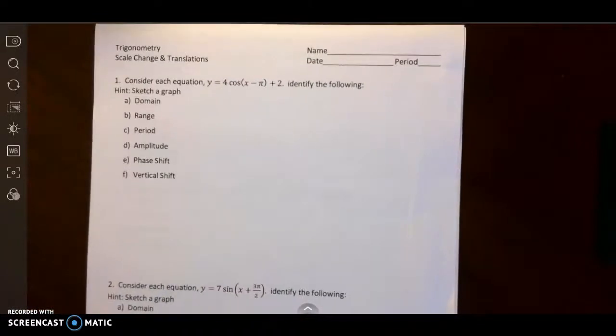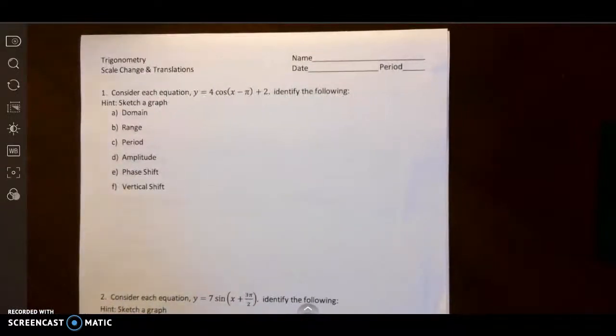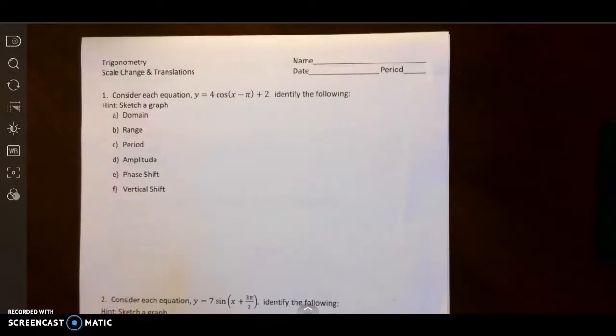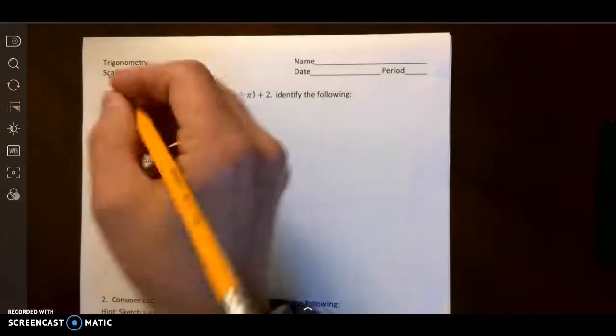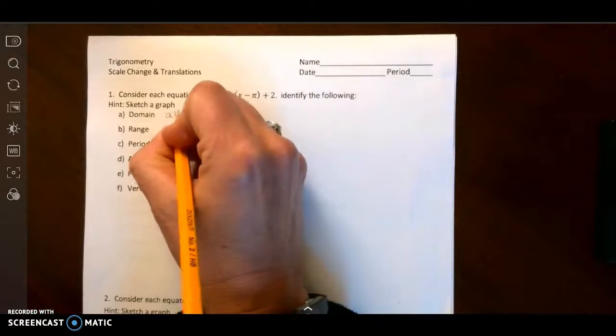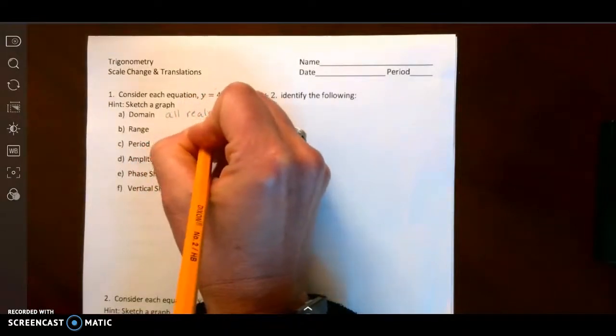Here's some more practice with scale changes and translations, kind of putting them together. So let's look at this. For the domain, we know that all of these functions, even when they're shifted left or right, continue to go on forever and ever to the left and right. So the domain continues to be all reals.